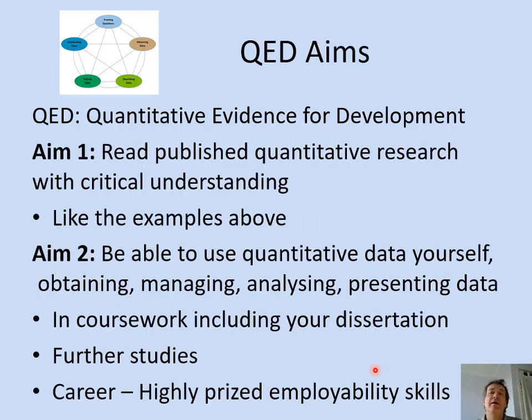So the two main aims are: aim 1 is to read published quantitative research and other policy papers with critical understanding, like all the stuff I've just showed you. So you should be able to read that and understand it critically. Aim 2 is that you do it yourself.